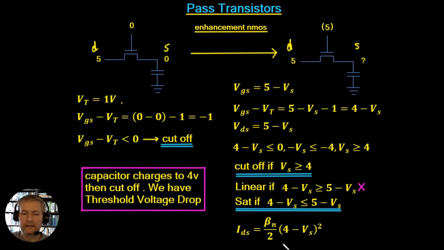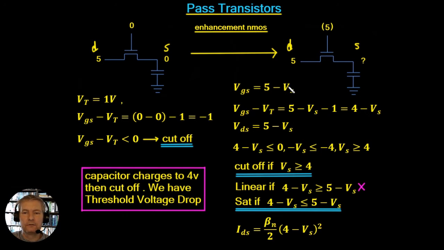So what's this really telling us then? Well, it's telling us that this device is going to charge up this side. The capacitor is going to charge all the way up to 4 volts. But whenever it reaches 4 volts, this device turns off. So it means that when it passes this 5 volts across to the other side, it doesn't pass the full 5 volts. We only get 4 volts at this side. And this is the summary here: the capacitor is going to charge up to 4 volts, but then it's going to be cut off.